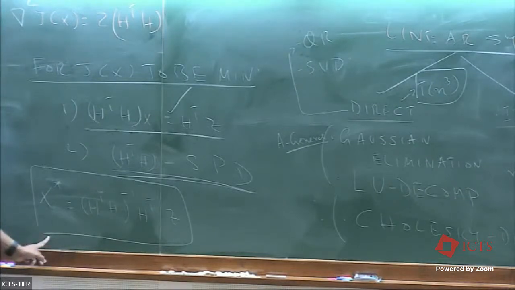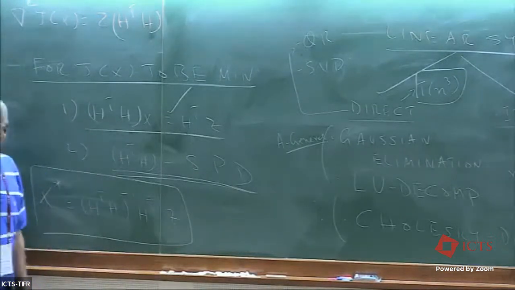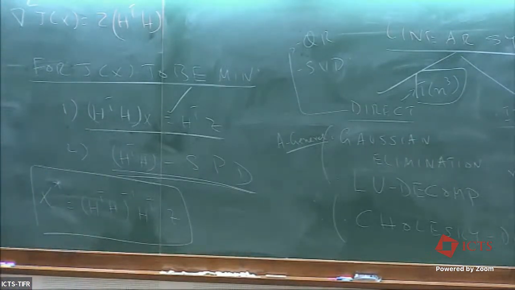Are you with me? Mathematics keeps your feet to the fire. Mathematics is not going to let you off quickly. You have to answer all the questions. So what is the last question we need to answer? The matrix H transpose H, which is the matrix of this system, must be non-singular. I said it's positive definite. Positive definite matrices by definition are non-singular.